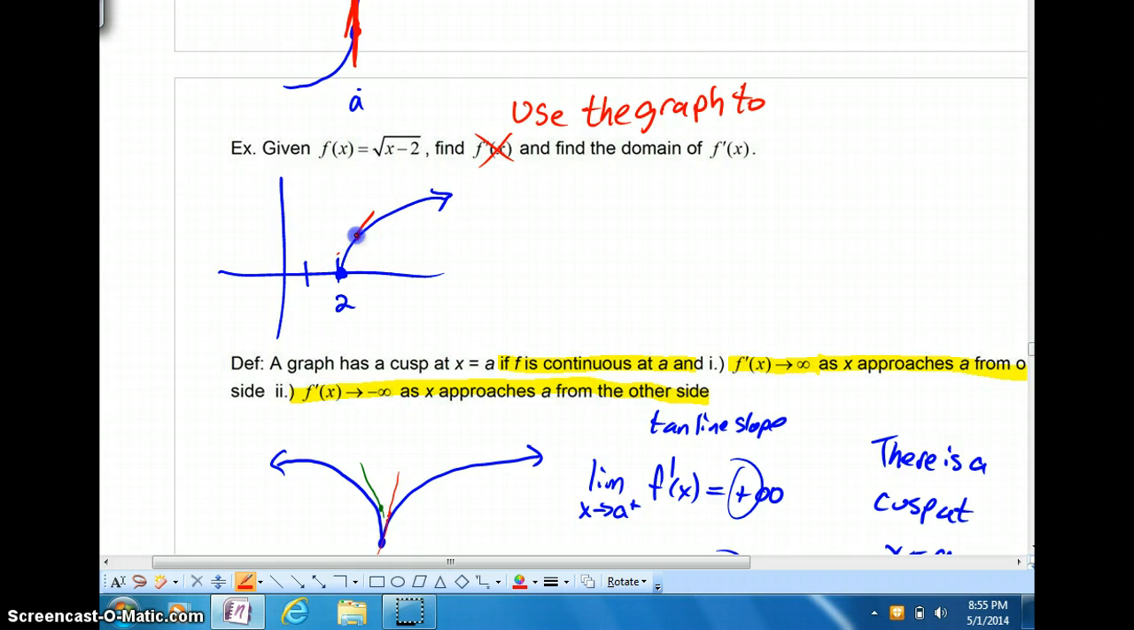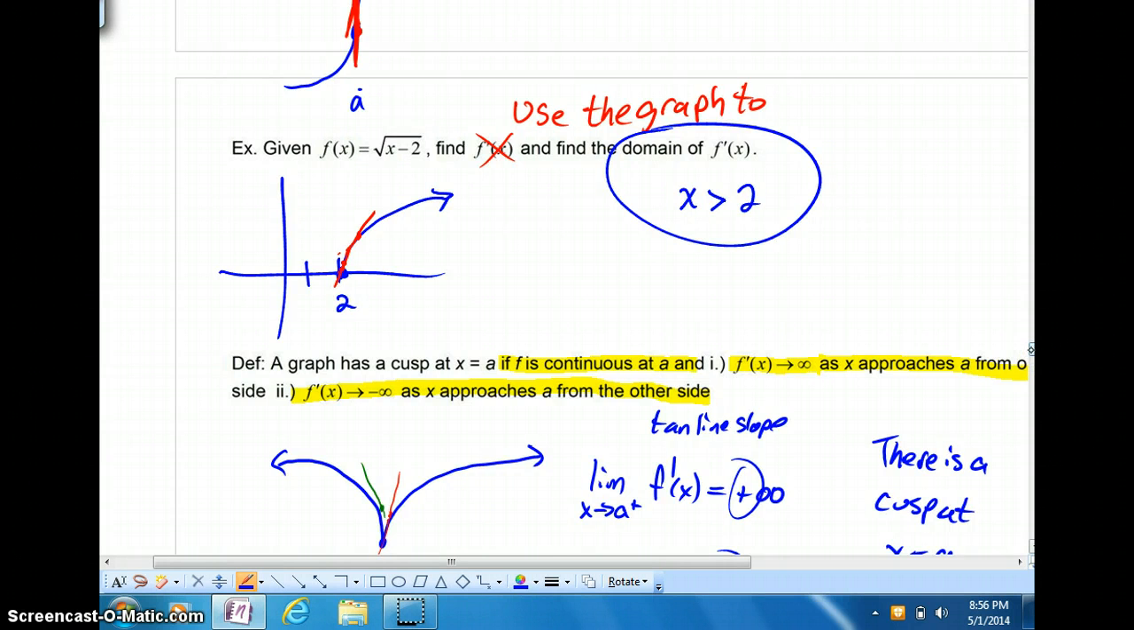But look, you can see that it looks like we have a positive tangent line slope. Look what's happening as we get real close to 2, though. Looks like our tangent line is becoming more and more vertical. And it certainly is. What do you think our domain would be for f prime of x just using a graph? We would hopefully say that x would have to be bigger than 2. We're going to learn very soon how to take that derivative in a couple of sections.